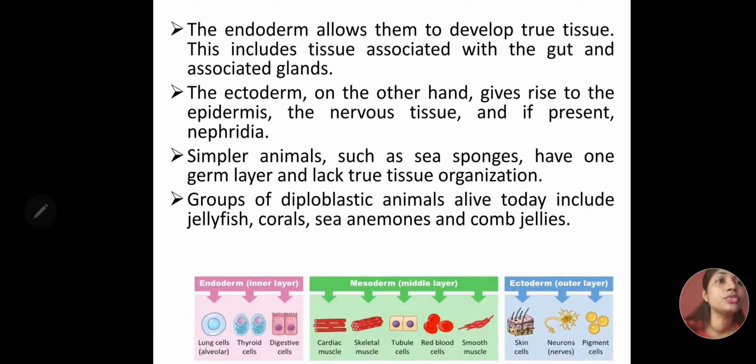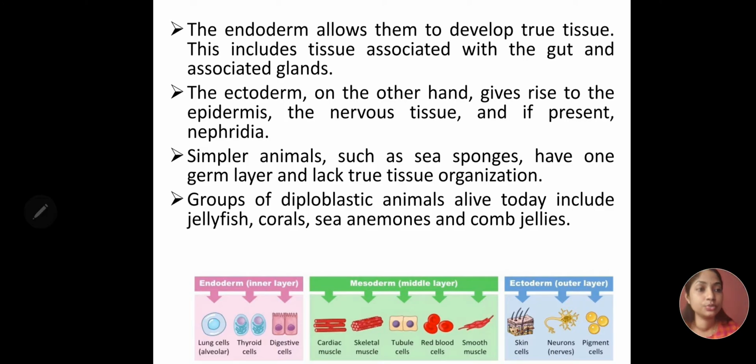The endoderm allows them to develop true tissue. This includes tissue associated with the gut and associated glands. The ectoderm, on the other hand, gives rise to the epidermis, the nervous tissue, and if present, also the nephridia. Simpler animals such as sea sponges have one germ layer and they lack true tissue organization. The group of diploblastic animals which are alive today include jellyfish, coral, sea anemones, and comb jellies.